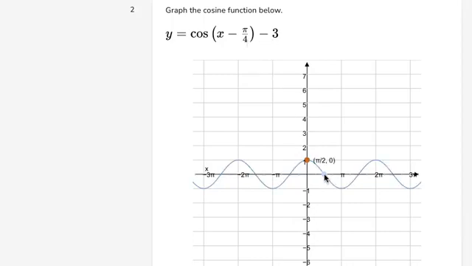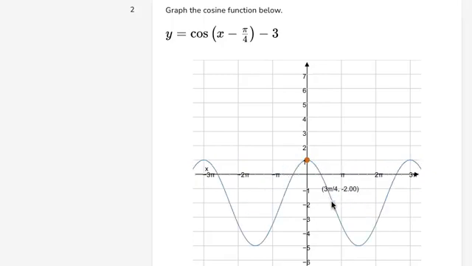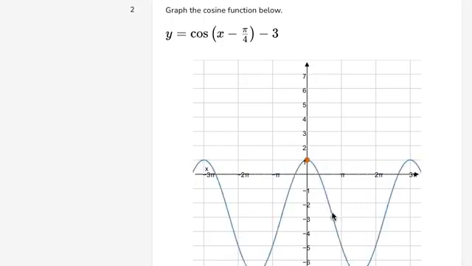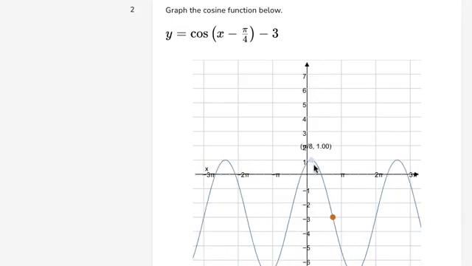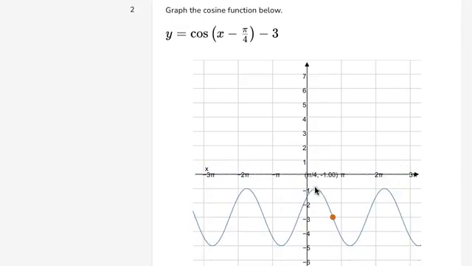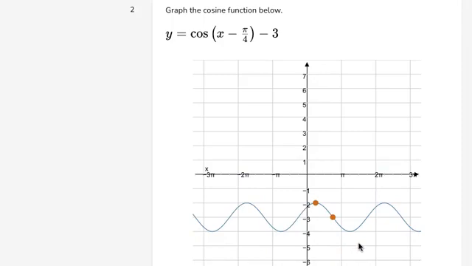So let's start with this point. I'm going to go to the right 1/4 pi and then down 3. And take the other point and go to the right pi over 4 units and down 3. And there's my new graph. I moved to the right pi over 4 radians and down 3.